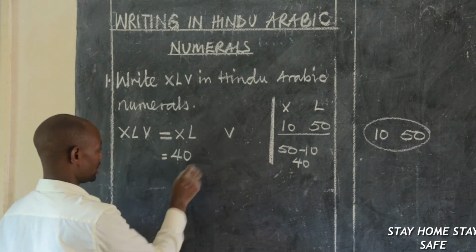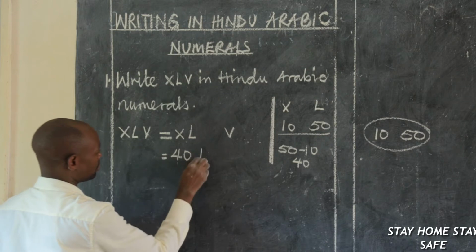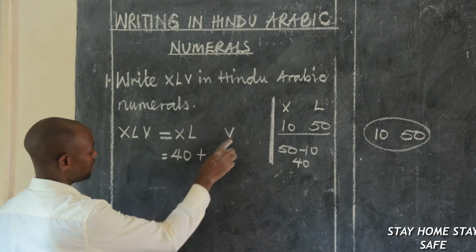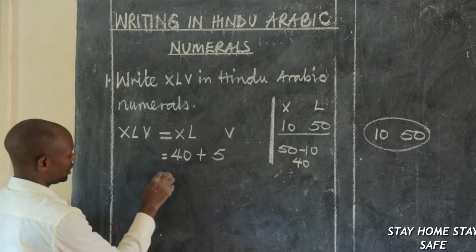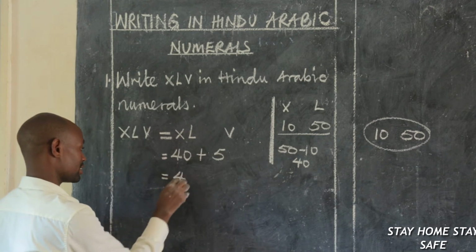What about this one? Remember, for the rest, we are supposed to add. What about V? V is 5. Therefore, this one is going to give us 45.